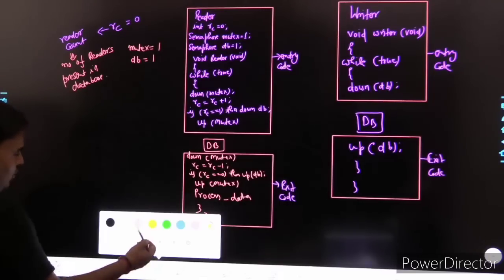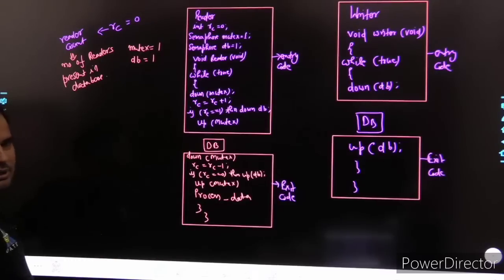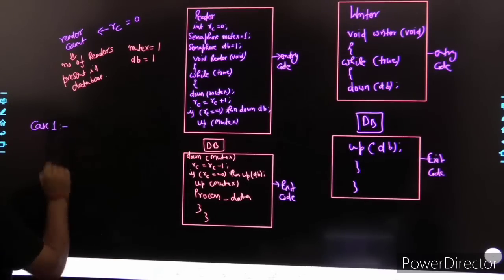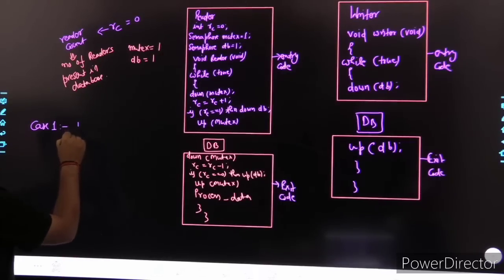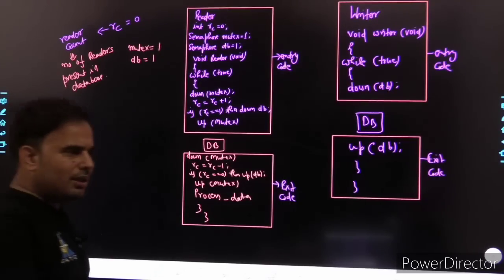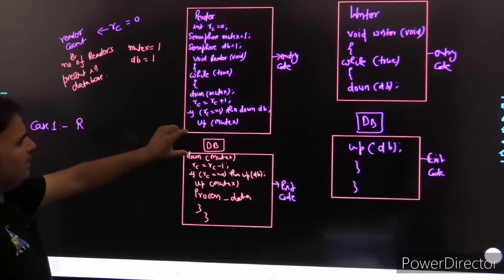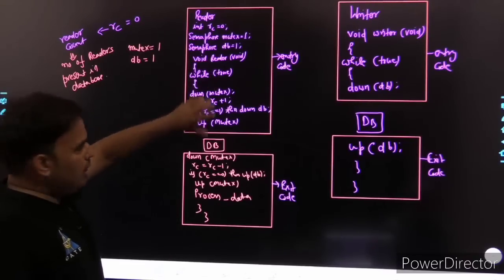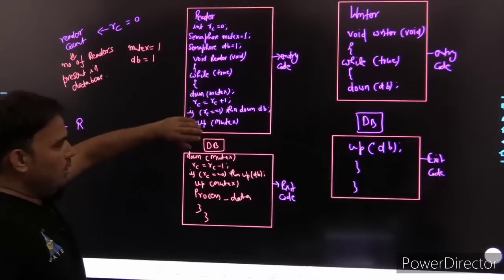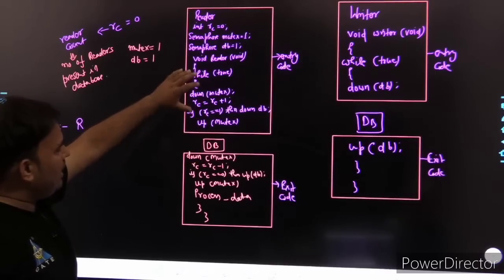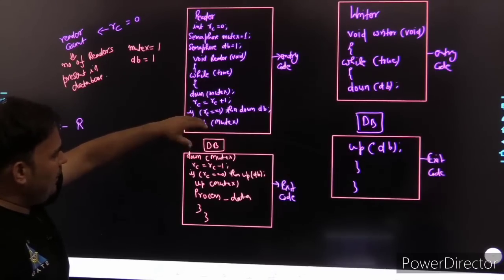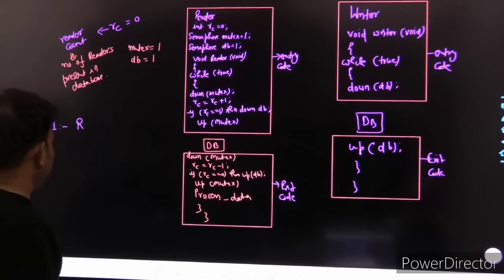So I am going to consider case one first, and how it will provide a solution for it. What is case one? Suppose a reader comes and wants to access the database. It will execute this entry code, and after executing it, it will enter the critical section, the DB. For the exit, it will execute this exit code. Listen to me carefully.